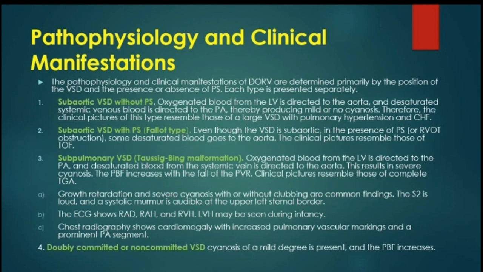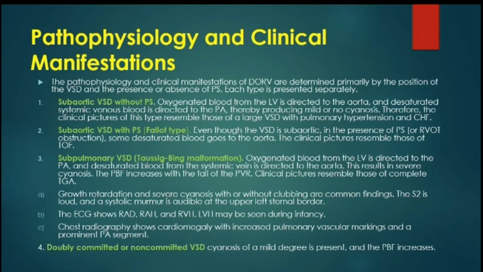Patients with a subpulmonic VSD, what we call Taussig-Bing malformation, the oxygenated blood from the left ventricle is directed towards the pulmonary artery mainly, and the deoxygenated blood from the systemic veins is directed into the aorta, resulting in severe cyanosis, although the pulmonary blood flow is very high. The clinical picture here is similar to the transposition of great arteries. Usually presents with growth retardation, severe cyanosis.